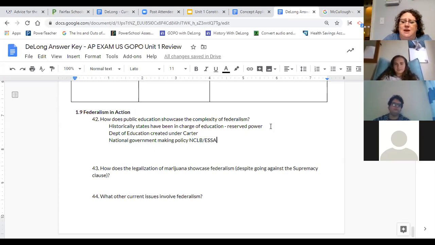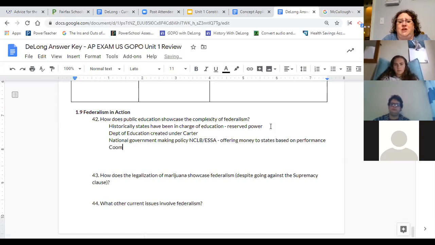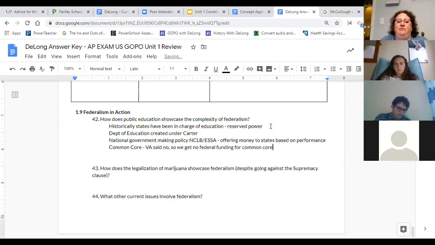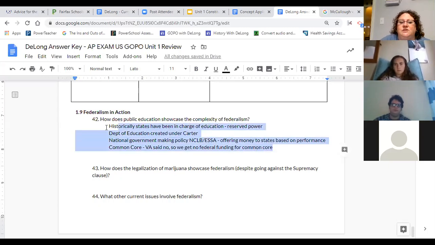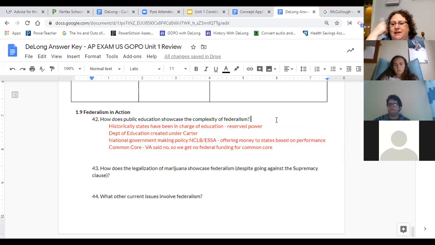So when the national government starts making policy like that and then offering money to states, okay, based on performance, like we need you, Common Core is another great example, okay? Virginia, have we taken Common Core? No. So Virginia said no. So we get no federal funding, okay, for Common Core. So we missed out on that money, but we felt that our stuff was good enough. Okay, so it's a complex relationship because remember that the federal government uses money to manipulate the states to get them to do what they want them to do. All right?